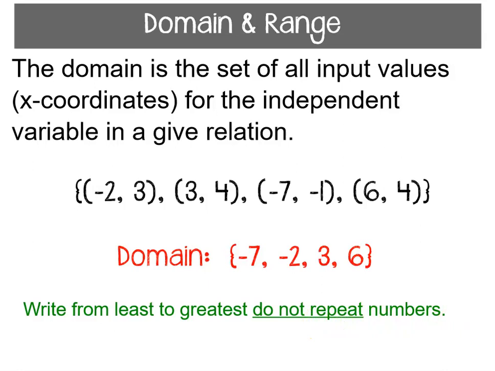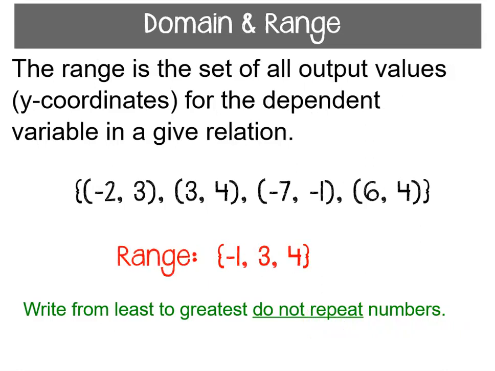So if the domain is the input, that must mean that the range is the output. The range is the set of all the output values, all the y-coordinates, for the dependent variable in a given relation. Notice in this relation, you have an output of 3, 4, -1, and again another 4. So when we list our values from least to greatest, we don't repeat that 4 two times.